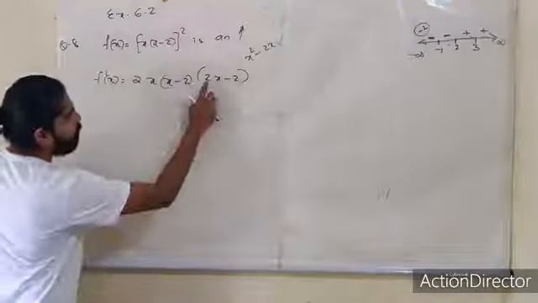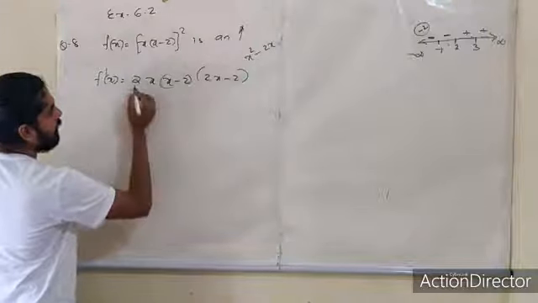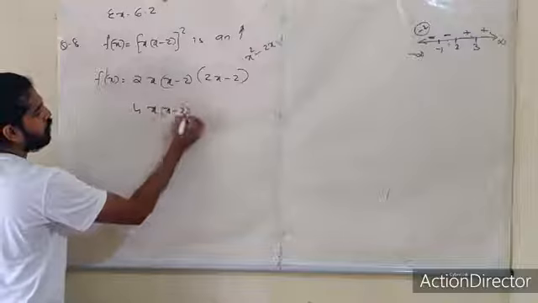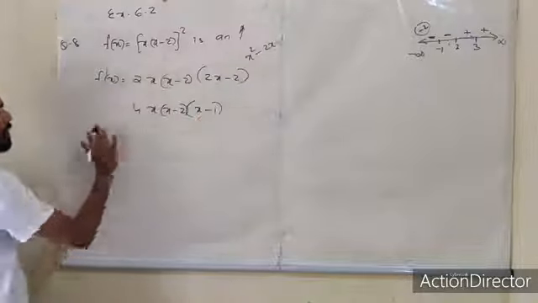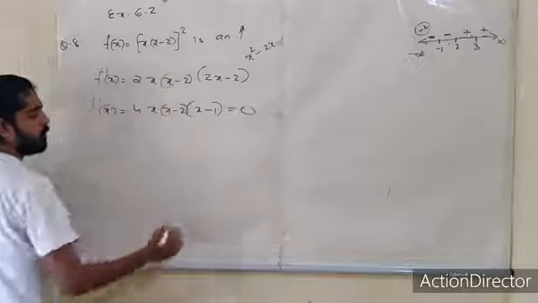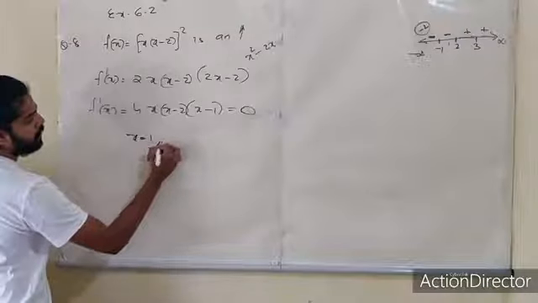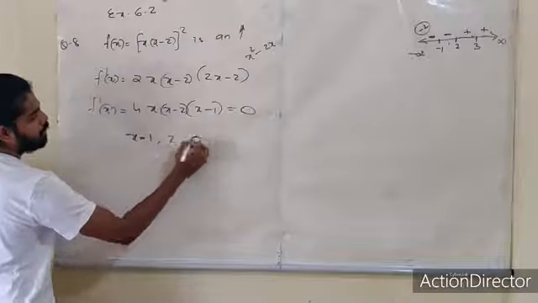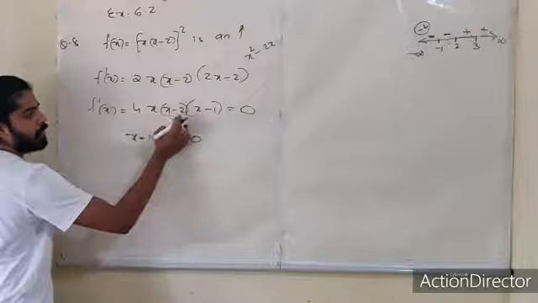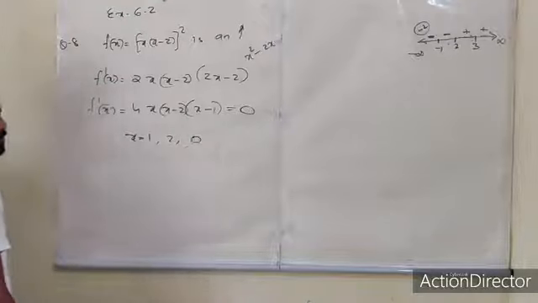Let's take 2 in common from here. Taking 2 in common, this will become 2 times x minus 1, and that 2 into 2 will be equal to 4. So 4 into x minus 2 into x minus 1 is the derivative. We have factorized this. f dash of x is equal to 0 at x equal to 1, x equal to 2, and x equal to 0. It is 0 whenever x minus 1 is 0, that is x equal to 1; x minus 2 is 0, then x equal to 2; or x is 0.